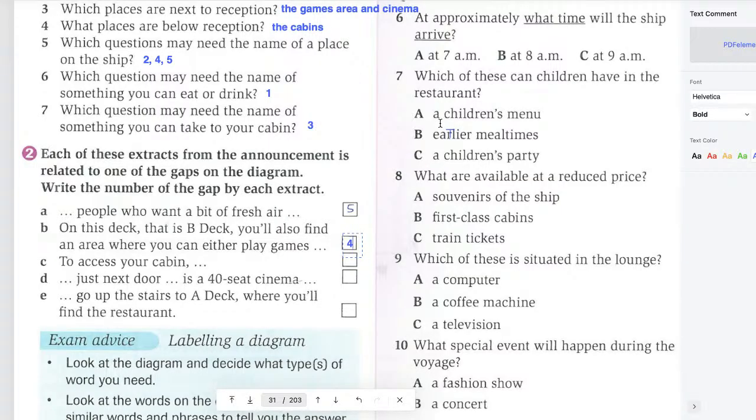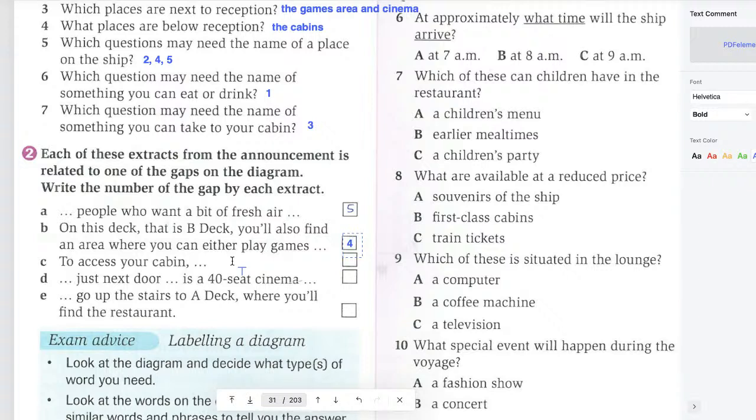You can underline that either, and after that, normally you have going with either. You have what? Or, either, or. That means this one or the other one. Okay? Either, or. So that means that on this deck, that is B deck, you also find an area where you can either play games or do something else. You understand? They go together, either or, tức là hoặc cái này hoặc cái kia đó nha. Bạn nào muốn viết tiếng Việt thì là hoặc cái này hoặc cái kia.